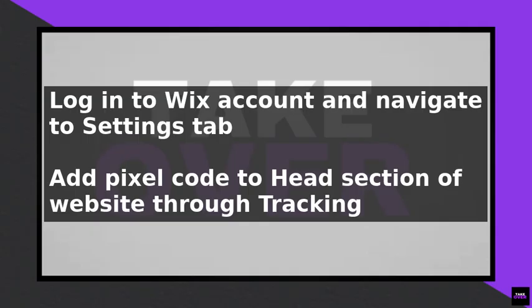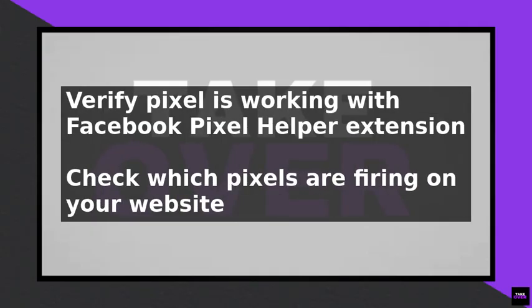Next, verify that your pixel is working correctly by using the Facebook Pixel Helper browser extension. This extension will allow you to see if your pixel is firing correctly on your website. To use the extension, navigate to your website and click on the extension icon in your browser toolbar. The extension will then show you which pixels are firing on your website.